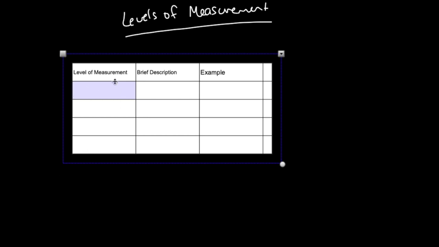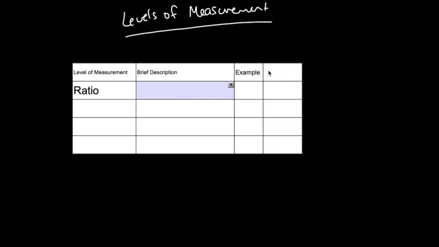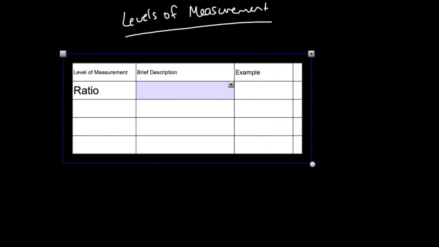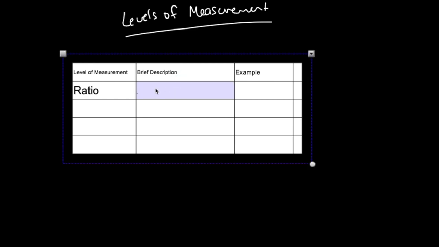So we're going to use this table, and the first type of level of measurement is called the ratio level of measurement. The way that we describe it, we would say that there is a natural zero starting point. And when I say that there is a natural zero starting point, that means that there are no negative numbers. So whatever type of data is considered a ratio level of measurement, we don't have any negative values in there.